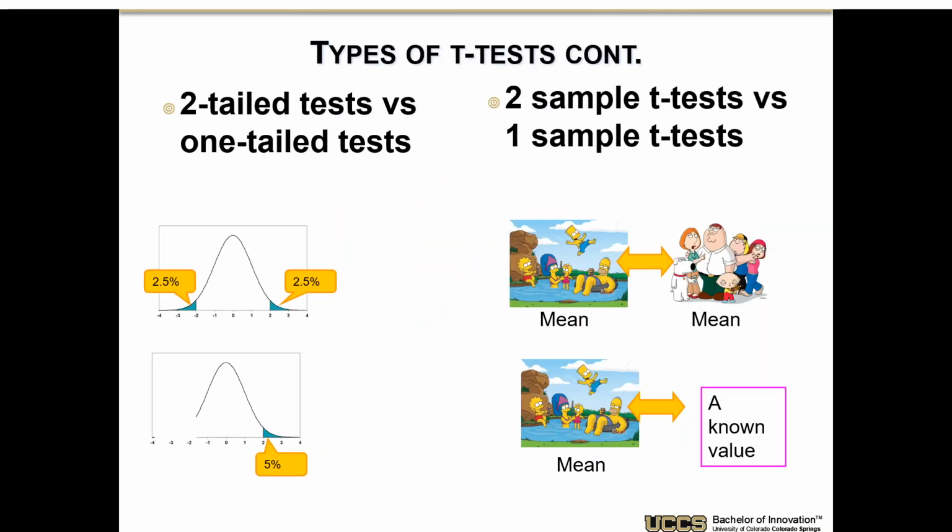Okay, so there are two types of t-tests. Well, there's a couple more, but we'll talk about the two big ones. The first way we break them up is two-tailed versus one-tailed t-tests. This comes back to my hypothesis. If my hypothesis is algorithm A is different from algorithm B, my null hypothesis is the two distributions are the same, and I'm just trying to say, is there a difference?